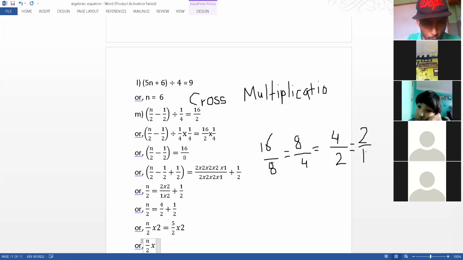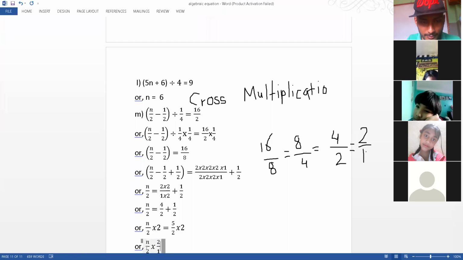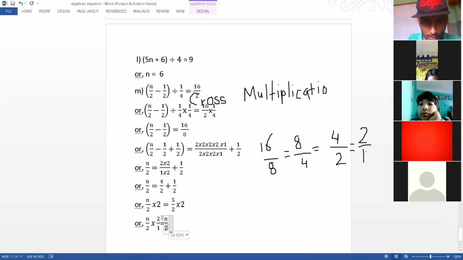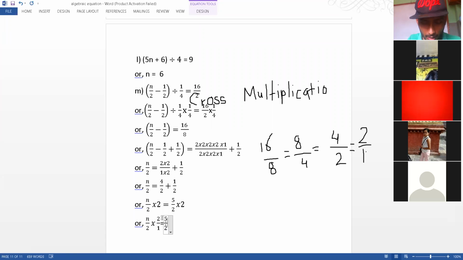Can I write 2 as 2 by 1? Is there any problem if I write that? Many problems. Really? Sir, तर किन 2 by 1 राख्नु. Okay, I thought you guys, okay, I go there and explain something. Jasmine, I will explain you.